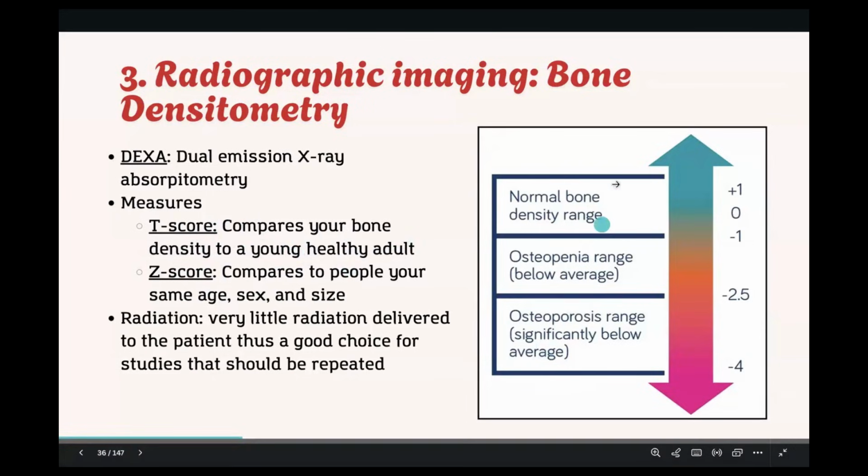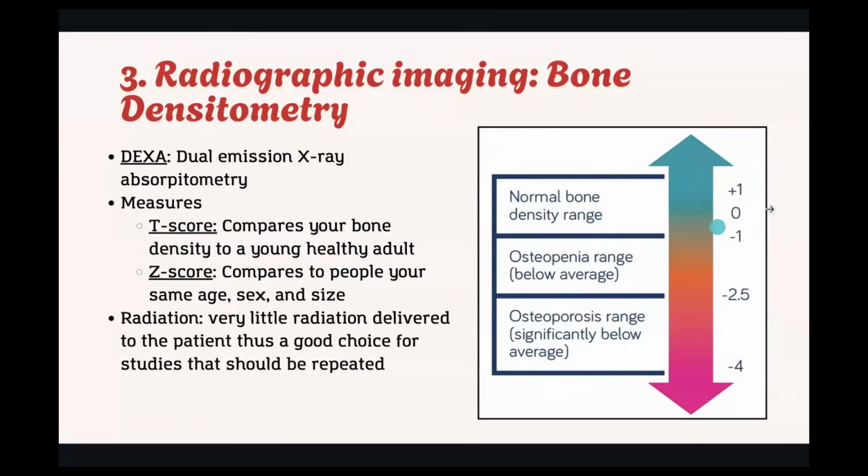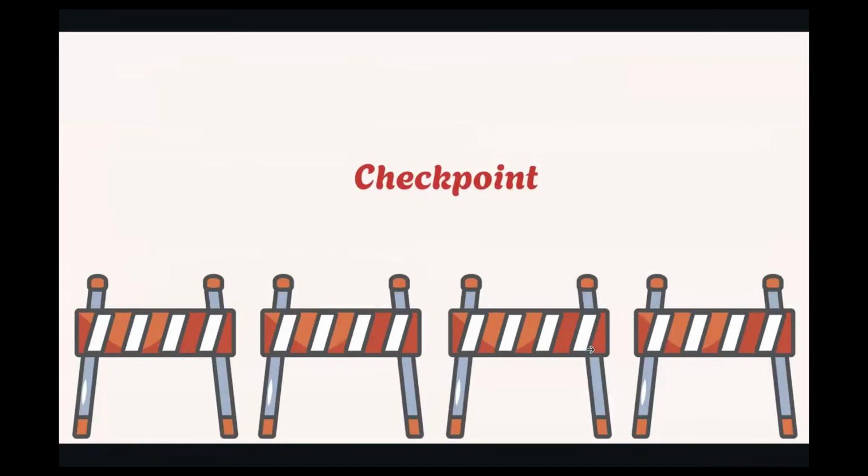So normal bone range should be higher than -1. So 0 or +1 is considered a normal bone range. From -1 to -2.5, this is osteopenia. From -2.5 to -4, it shows osteoporosis. And this is our second checkpoint.